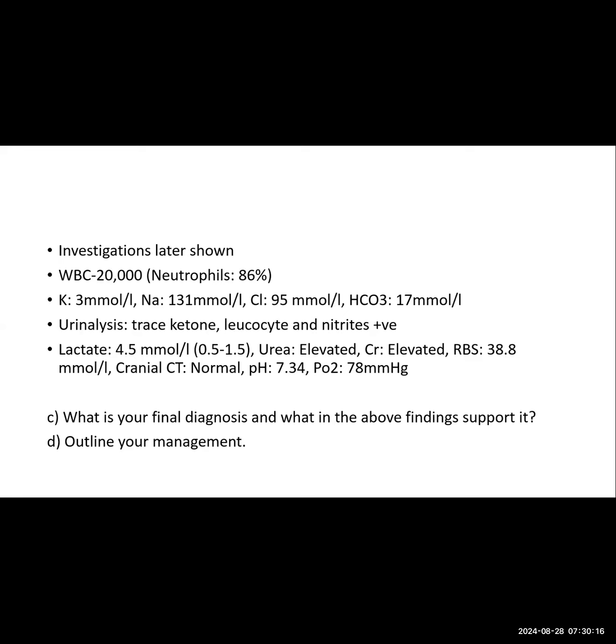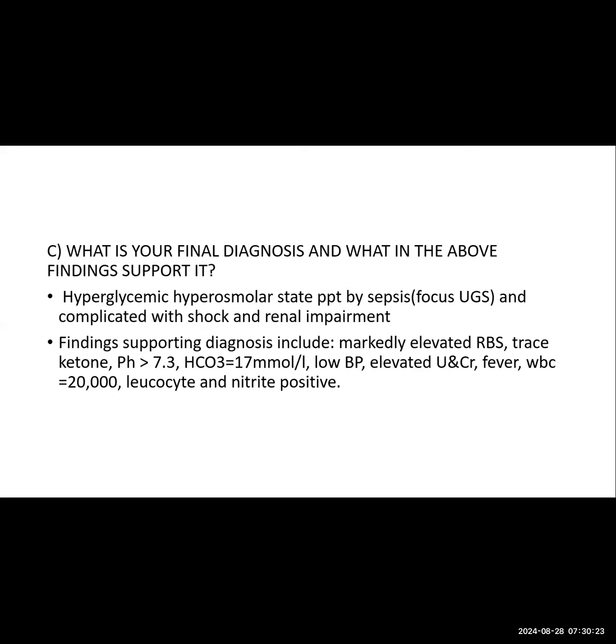C, what is your final diagnosis, and what in the above findings supports it? D, outline your management. The final diagnosis is hyperglycemic hyperosmolar state precipitated by sepsis, focus, urogenital system, and complicated with shock and renal impairment. Findings supporting this diagnosis include markedly elevated blood sugar of 38.8 millimoles per liter, which is in keeping with HHS, where the blood sugar has to be between 33.3 millimoles per liter to about 66.6 millimoles per liter.